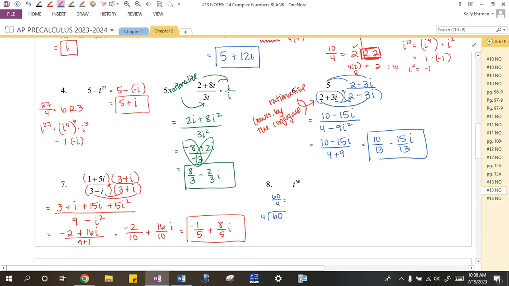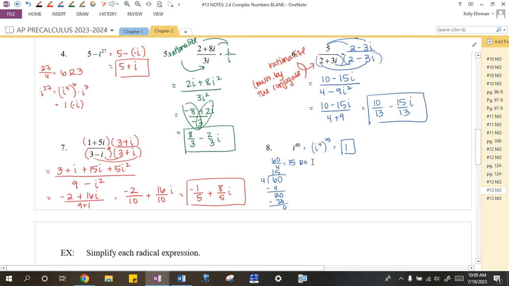So 4 goes into 6 once. 4 goes into 20 5 times, so the answer is 15. Or remember, if you're dividing by 4, sometimes it's easier to divide by 2 and then divide by 2 again. 60 divided by 2 is 30, divided by 2 again, 15. What we're saying is i to the 60th is the same as i to the 4th, raised to the 15th power. And we don't need to multiply any extra i in here because we already have 60. And so that's just 1 to the 15th, which is 1.